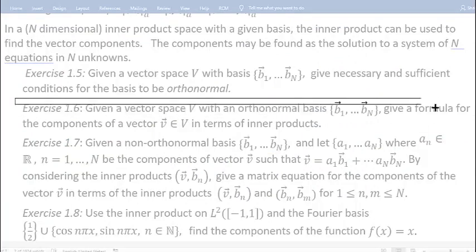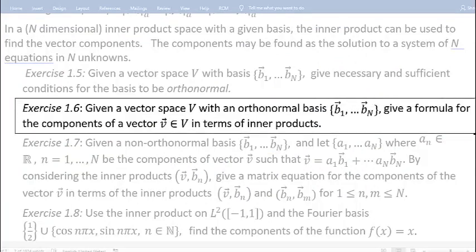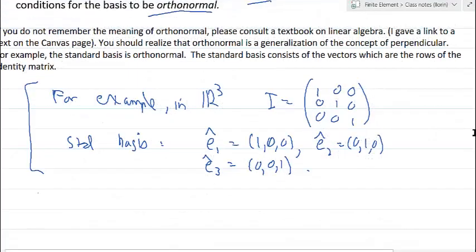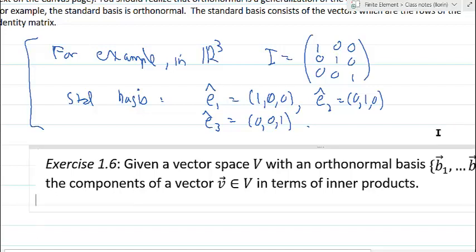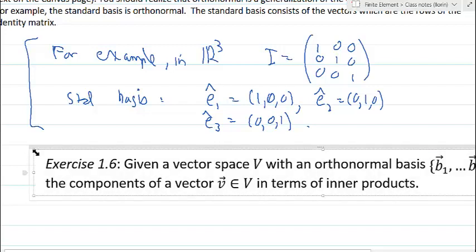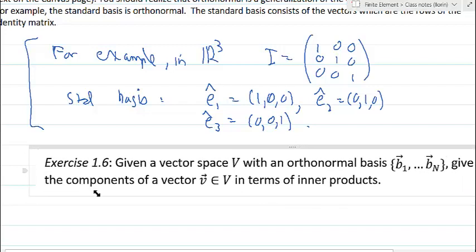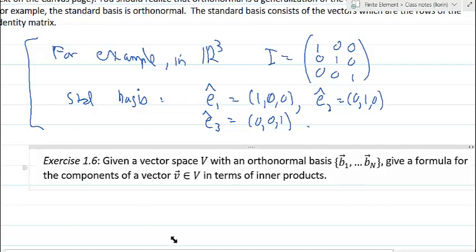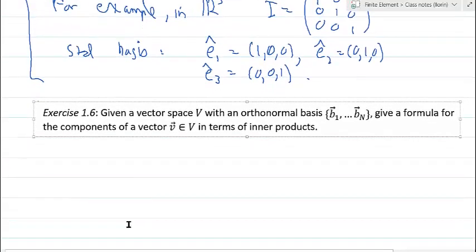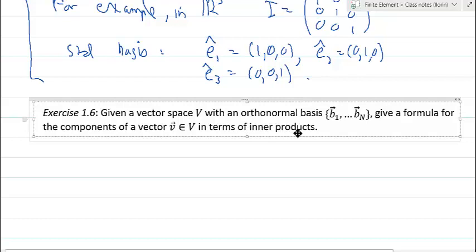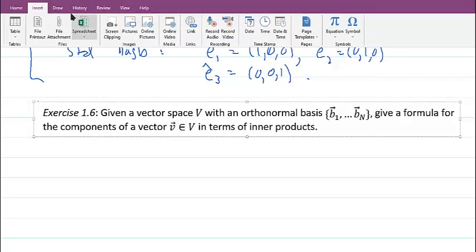All right, now, exercise 1.6 says, given a vector space with an orthonormal basis, b1 through bn, give a formula for the components of a vector v in terms of inner products. Okay, let me again give an example to illustrate this. I'll give a very simple example.